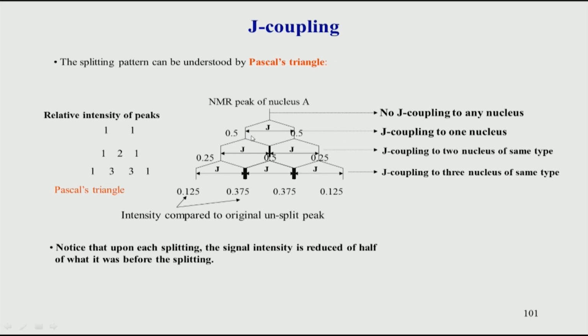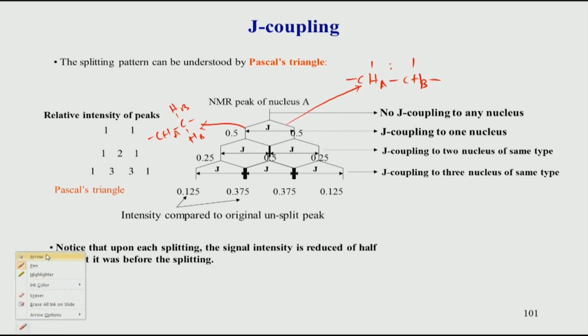Now, I can take J coupling to a second nucleus. So, we looked at this particular case when HA is coupled to another HB. So, this is basically 1:1. Now, consider another case where there is one more. So, there is one more CH, and there are 2 hydrogens: HA, HB, HB, 2 hydrogens. Now, what happens in such a scenario? This is what we have to look at now.